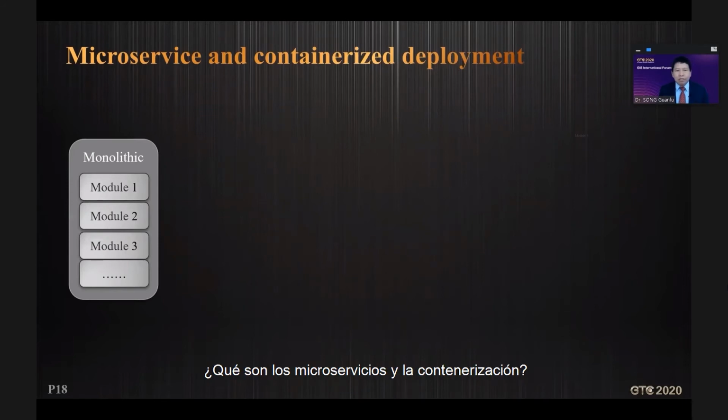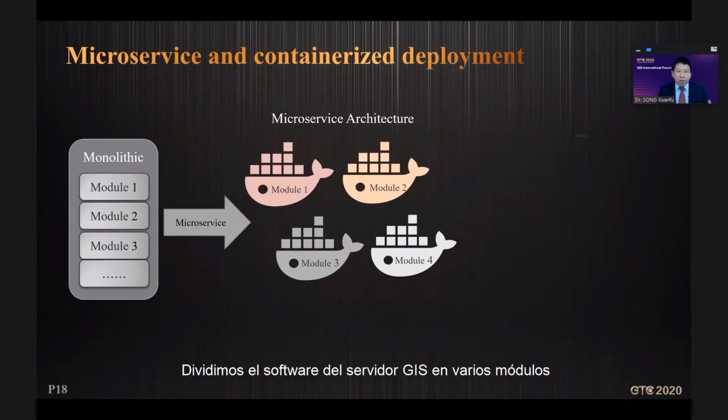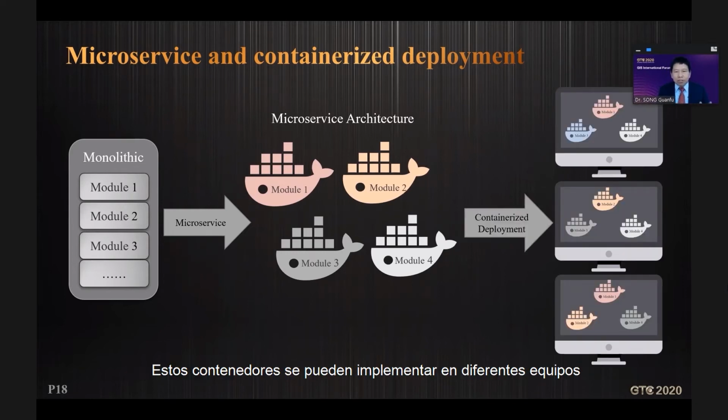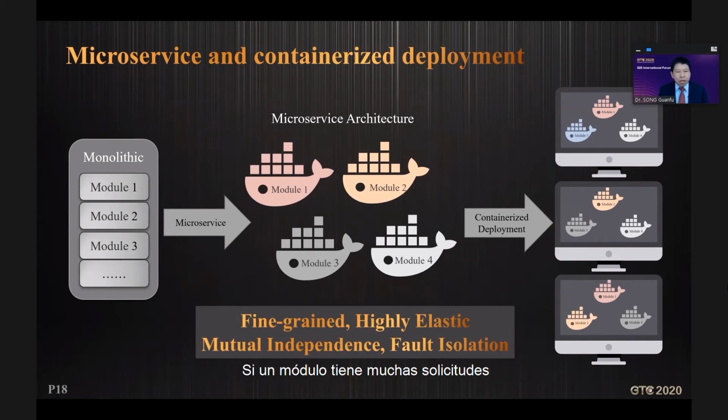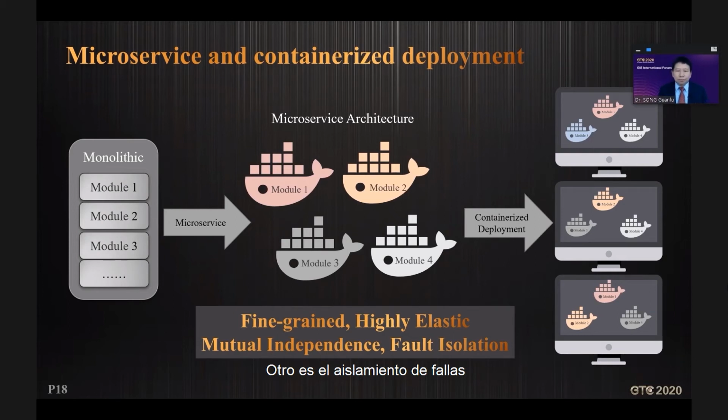What are microservice and containerization? The traditional WebGIS architecture is a single framework. The crash of a certain module could cause the crash of the whole system. So we divide GIS server software into several modules, and they can run independently in different containers. These containers can be deployed on different computers. This brings 2 features. The first one is high elasticity. If a module has a lot of requests, we only need to start more instances of this module instead of the whole GIS server. Another one is fault isolation. The modules are independent. Even if a module crashes, others will not be affected.